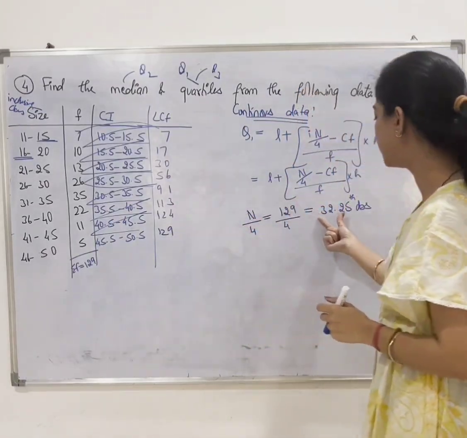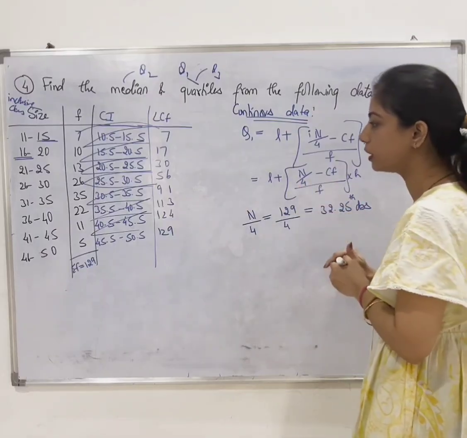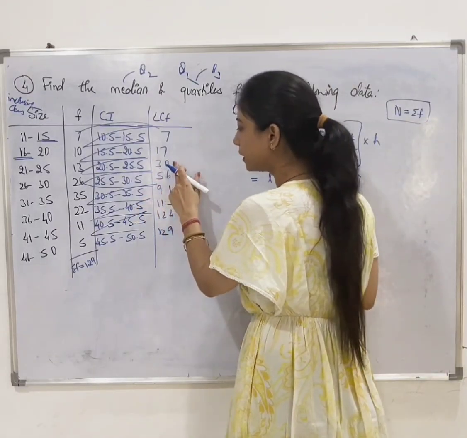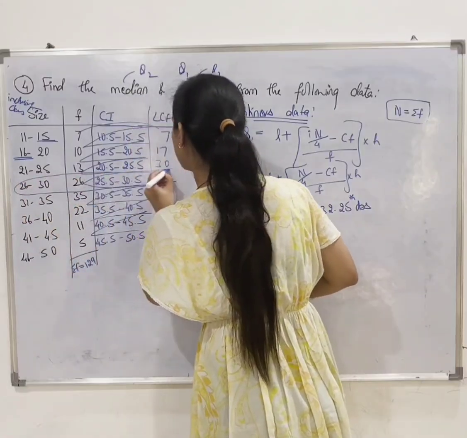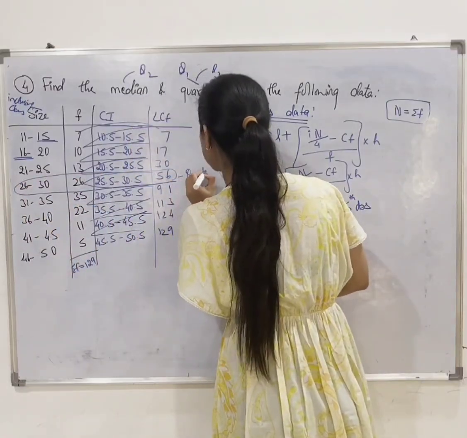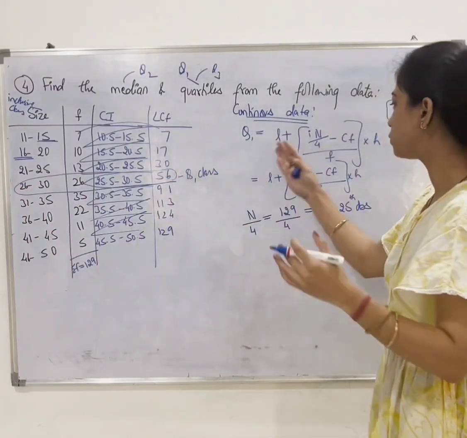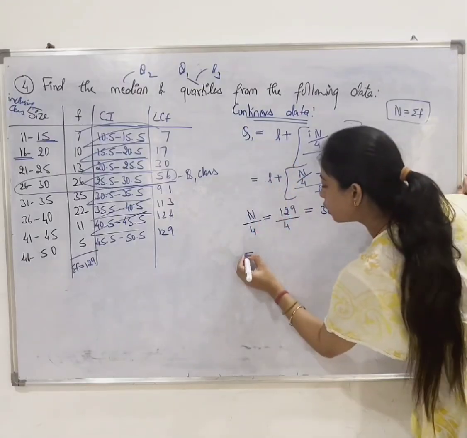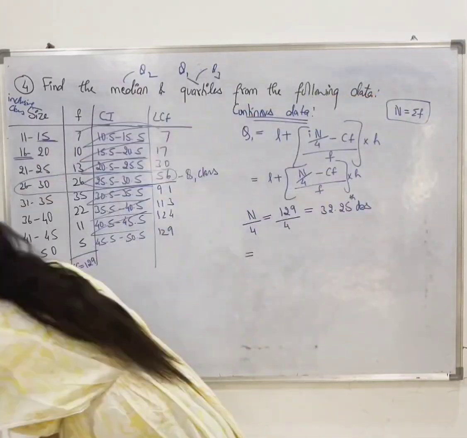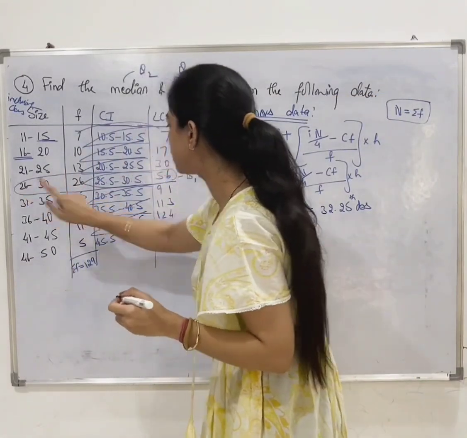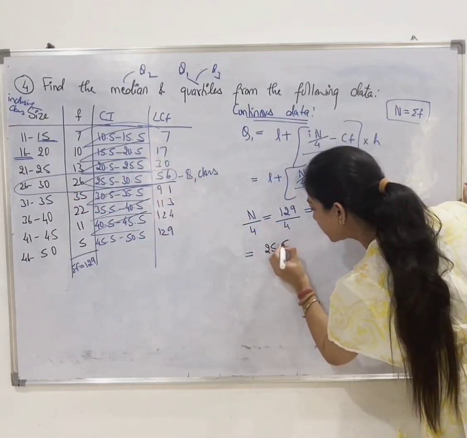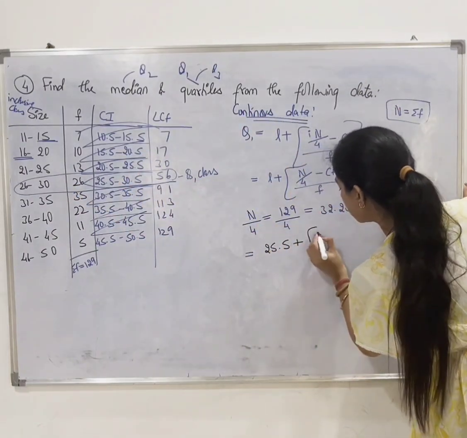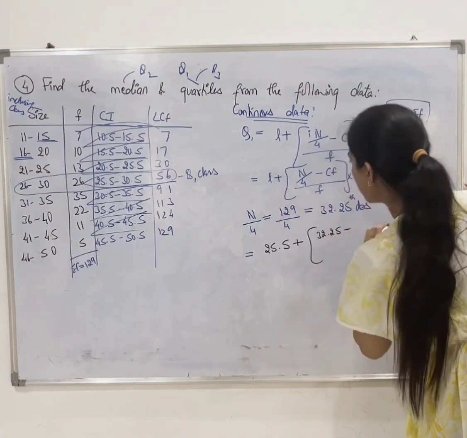Now we need to search in which particular row 32.25 lies. So it lies between 30 and 56. So the highest is 56. We will be considering this particular row as the Q1 class. Now we can get all the values from here. So the first is the lower limit. So in this case, the lower limit here is 25.5. Since we have converted it, we will be taking the converted value, plus 32.25 minus CF.